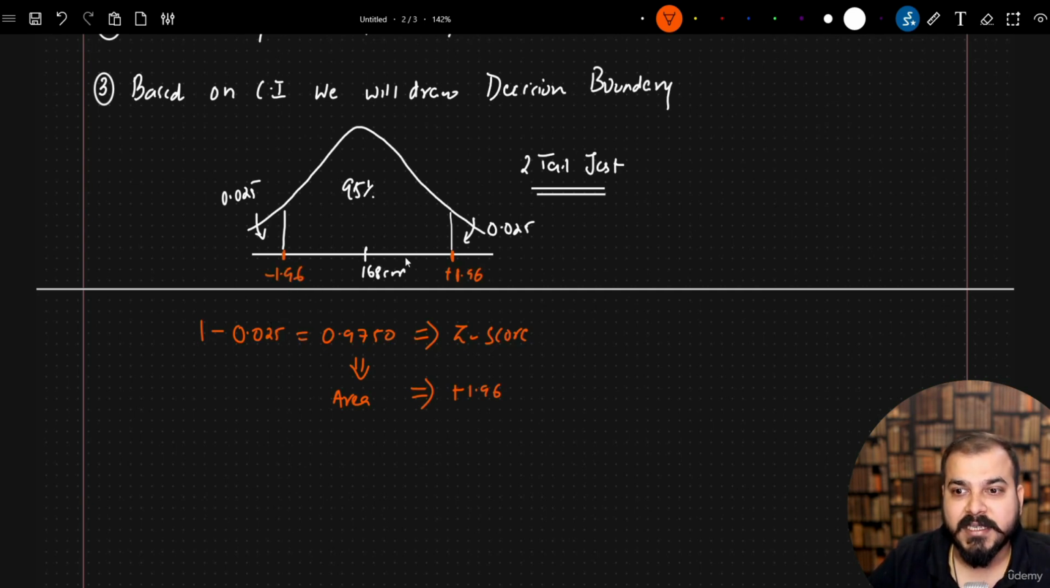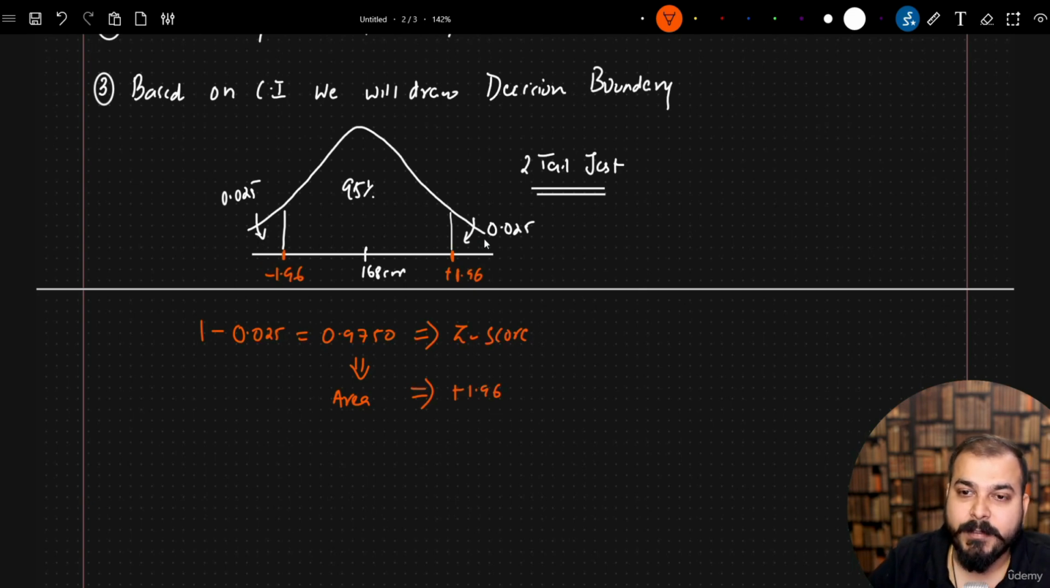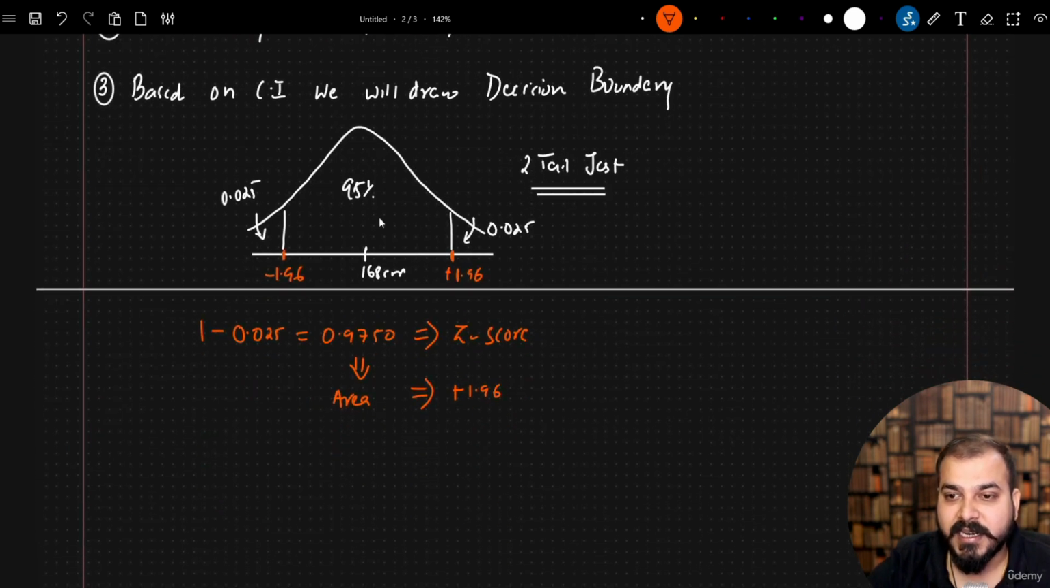Now, if any value from the statistical analysis comes between this range of z-score, we consider that the null hypothesis is true, so we fail to reject the null hypothesis. Let's say from the statistical analysis that we do, if it comes in this extreme end, then we have to reject the null hypothesis. I hope you are able to understand the decision boundary. You also know your alpha value. Alpha is 0.05, and that is the reason we are using a 95% confidence interval. So this is my 2.5% of area, and this is my 2.5% of area.